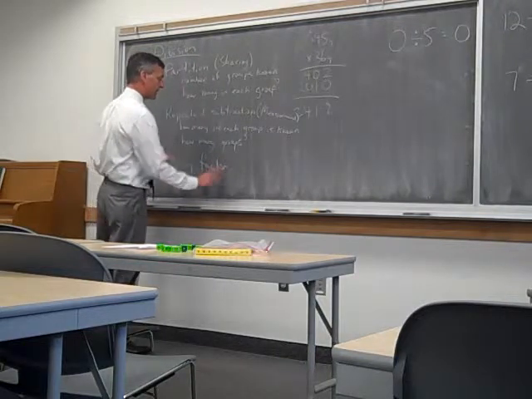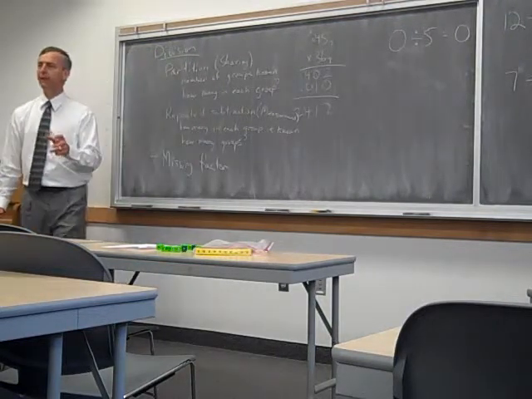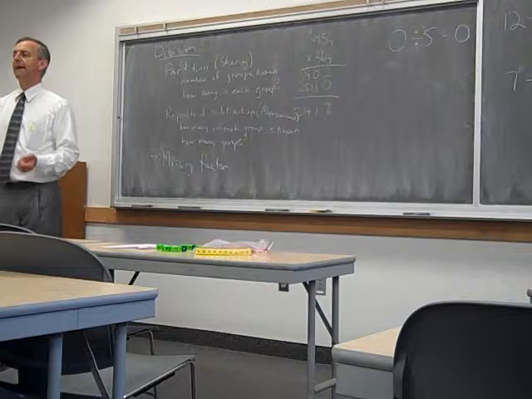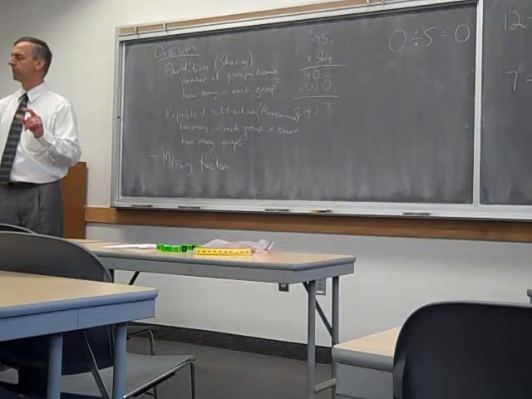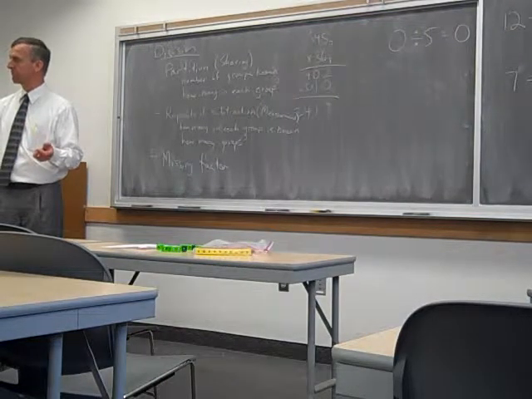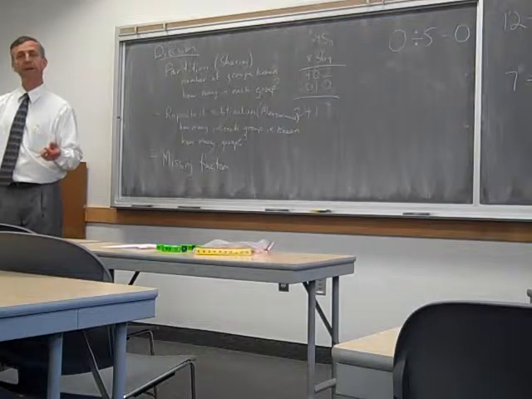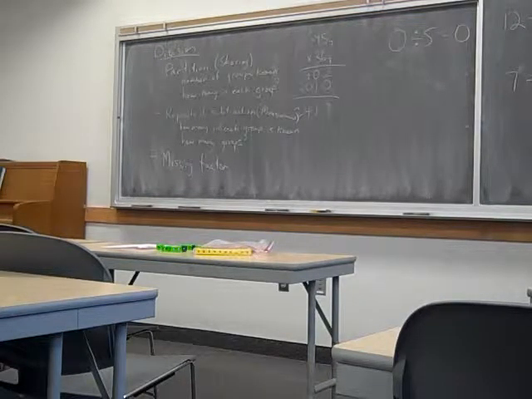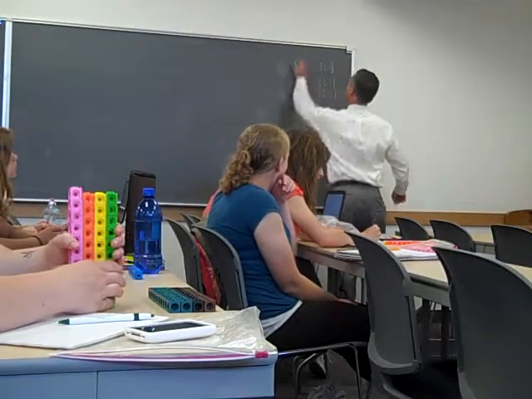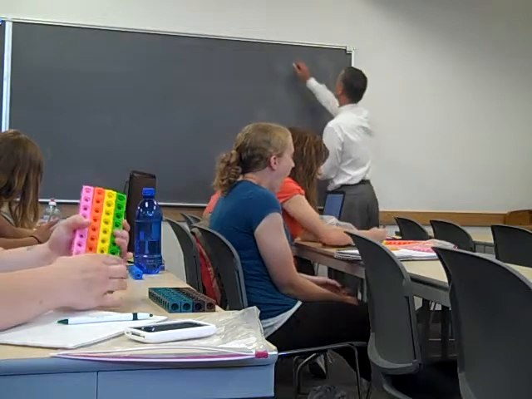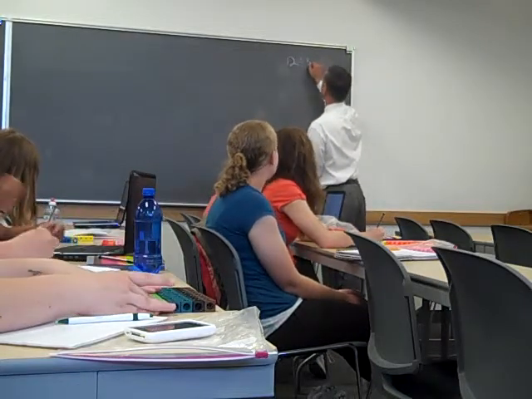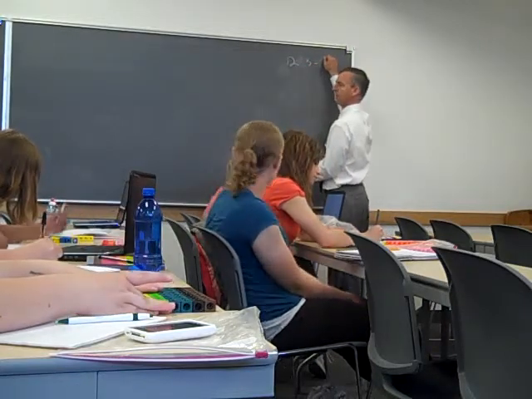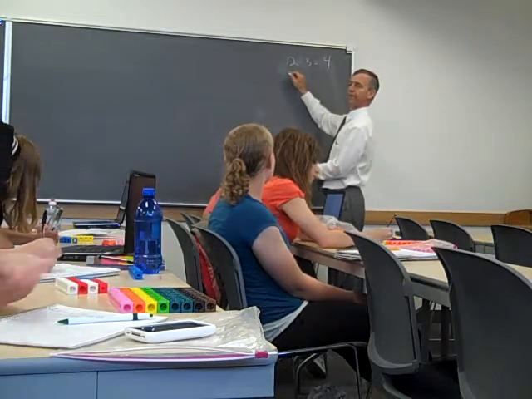Missing factor model. The missing factor relies on the fact that every multiplication or division problem is a member of a fact family of how many members? Four. We'll just take that top one right there: 12 divided by 3 equals 4. Give me the other members.